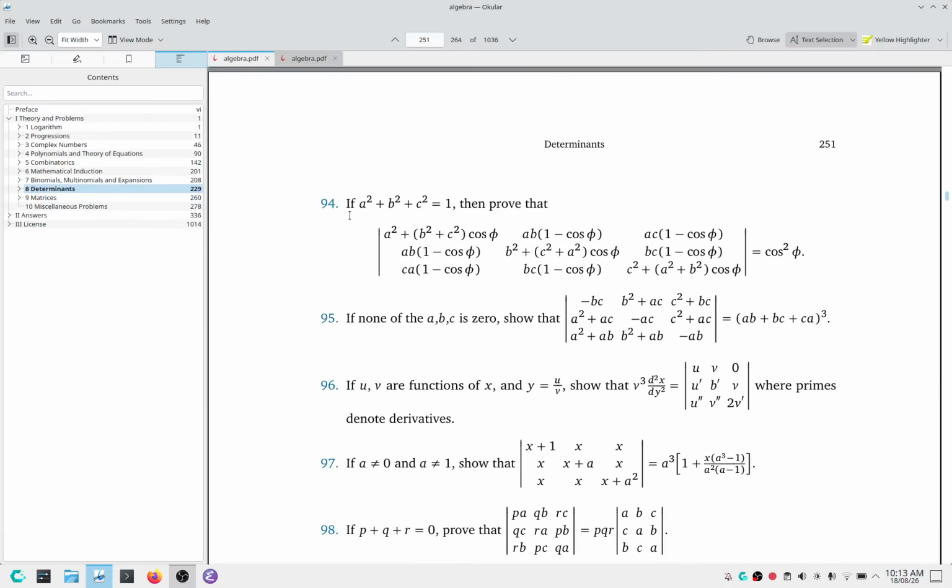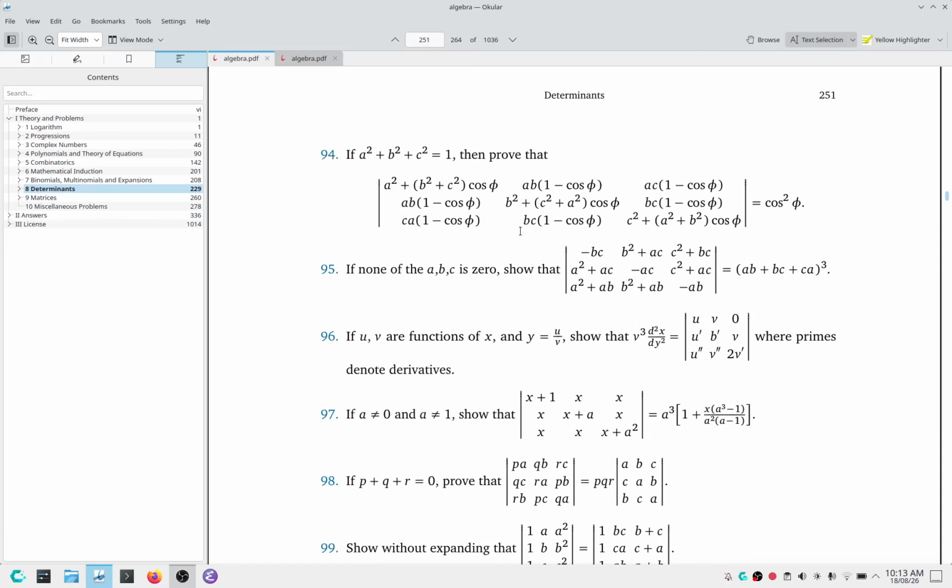Question 94 says that if a square plus b square plus c square is equal to 1, then prove that we have a complex determinant here. It is (a square plus b square plus c square) times cos phi, ab times (1 minus cos phi), ac times (1 minus cos phi); ab times (1 minus cos phi), b square plus c square plus a square cos phi, bc times (1 minus cos phi); ca times (1 minus cos phi), bc times (1 minus cos phi), and c square plus a square plus b square times cos phi; is equal to cos square phi. That is what we have to prove.